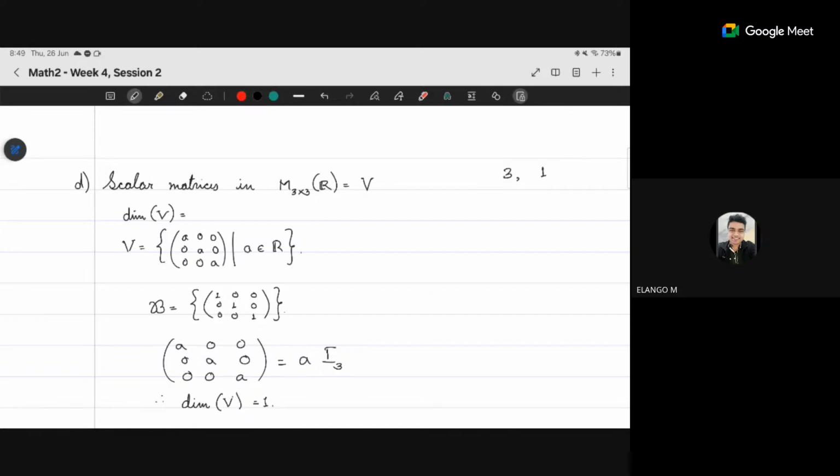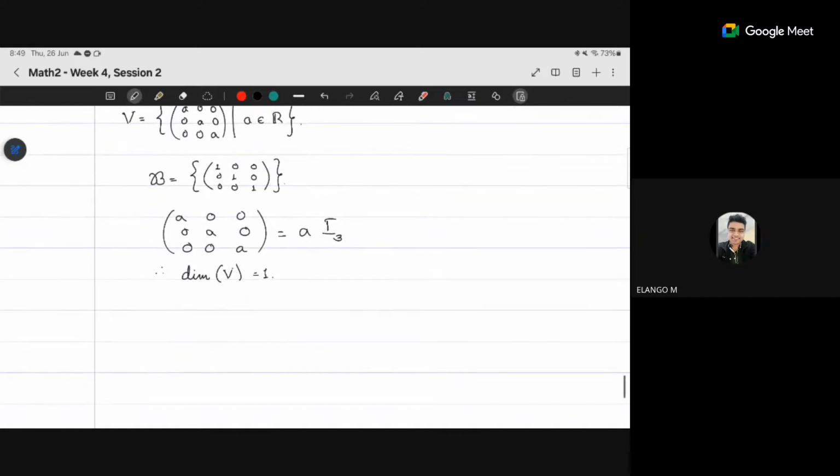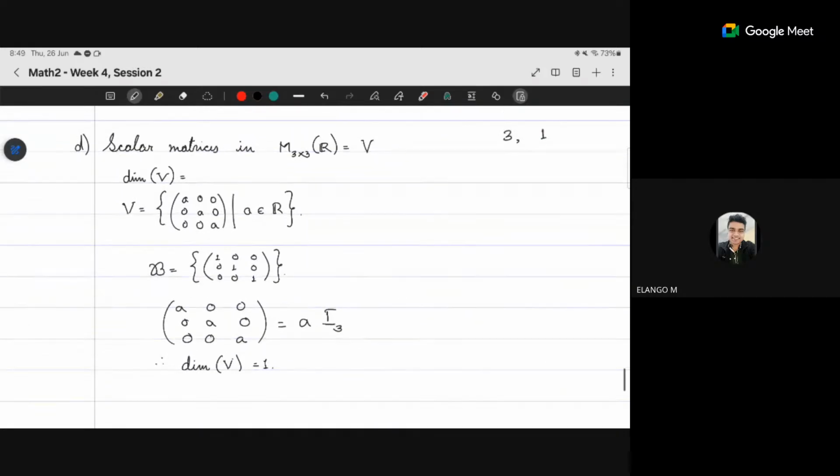And you can easily check that. Take any random diagonal matrix, and that can be written as a linear combination of these three matrices. So that's diagonal matrices. Now, the last sort of general example, which will probably okay. Before that, just general versions of these examples itself. Scalar matrices in n cross n. What will be the dimension?